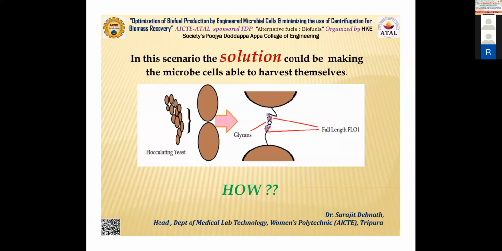The green dots behave like this, clumping together. So what will happen? Your centrifugation will not need to be so extensive. A small amount of centrifugation can help, or you can simply let it settle. If you keep it for a long period of time, they will settle all by themselves due to gravity.